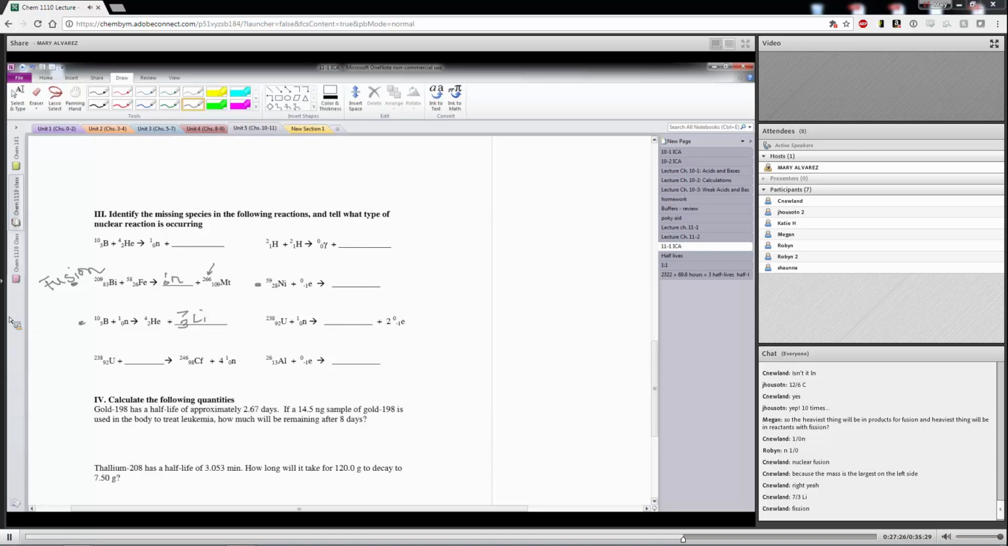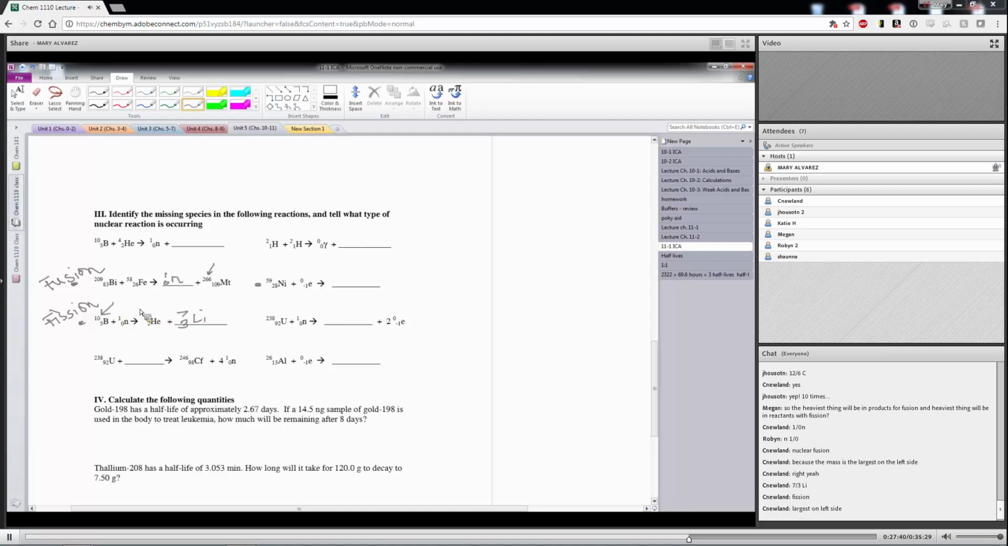Fission. Excellent. Fission because the heaviest things are on the left. All right, help me out with this one. What am I going to get?